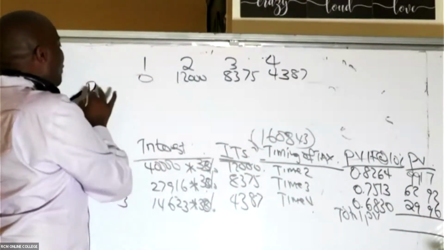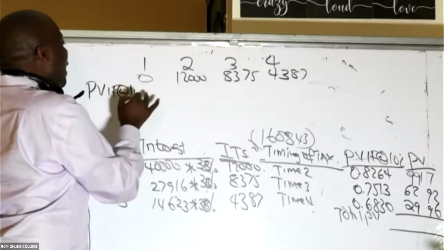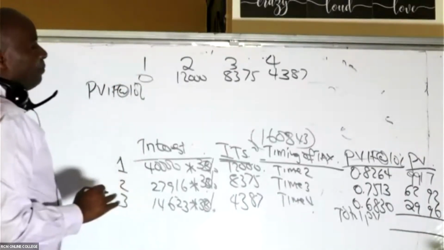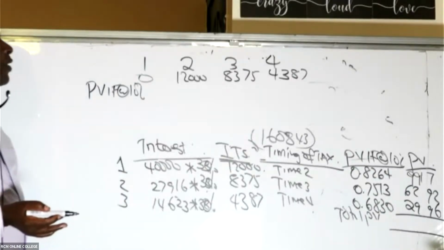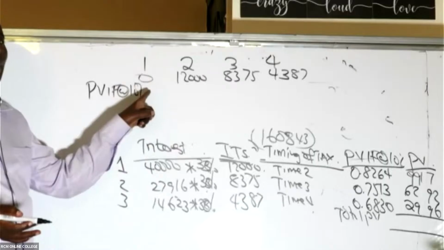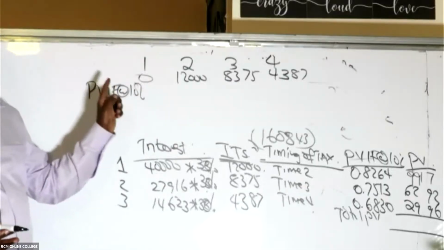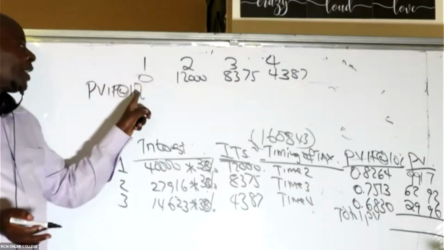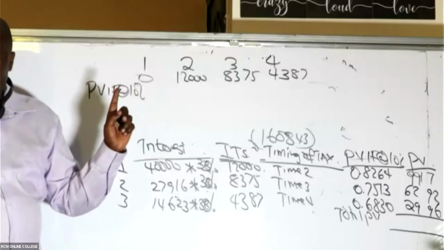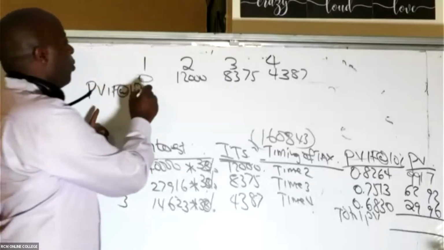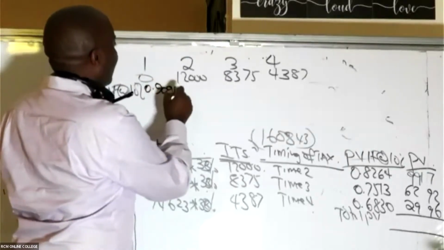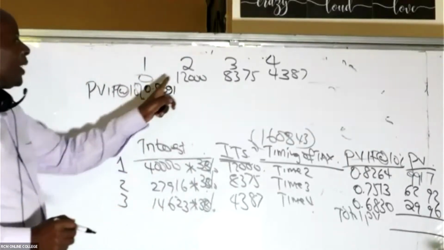Then you come and give us PV at 10%. So is there somebody who can give me these PVs very fast? We can start with time 1 so that the guys can revise easily. So what is the PV 10% time 1 from your tables? 1991. How about PV 10% year 2?